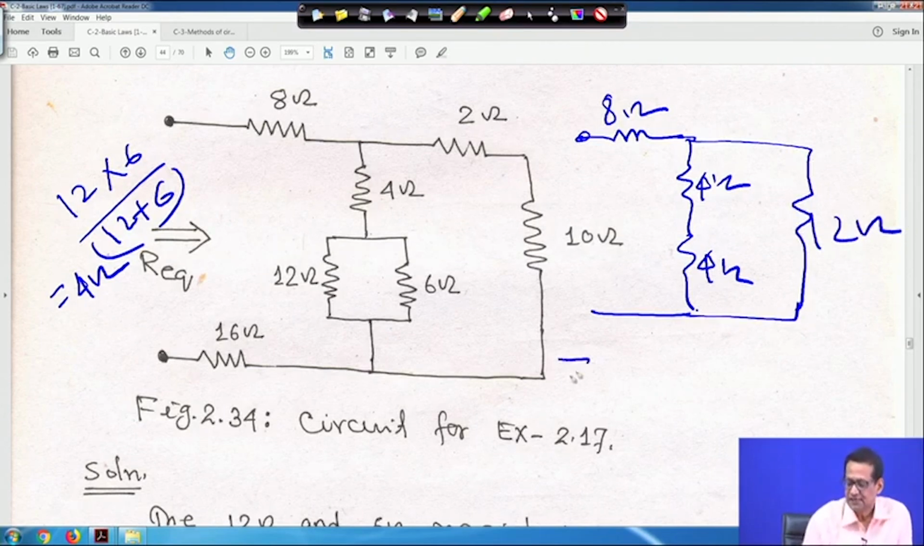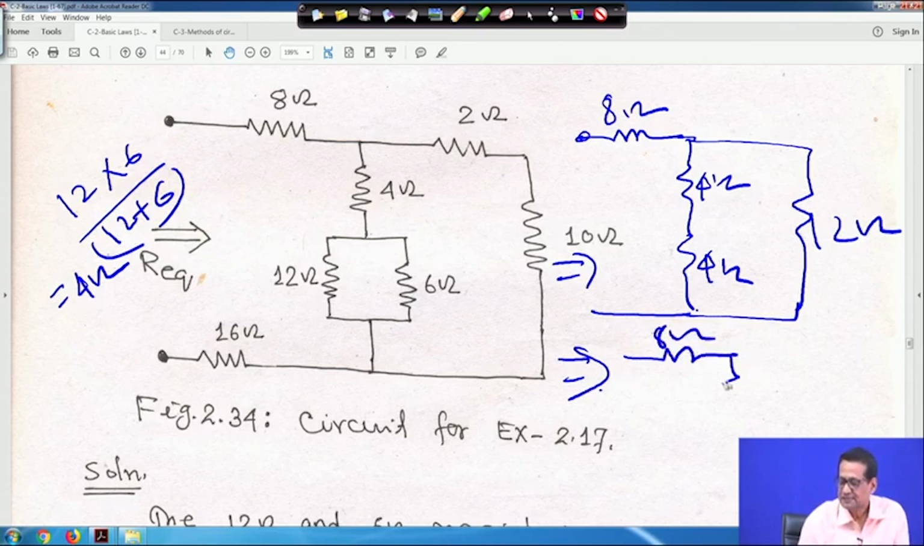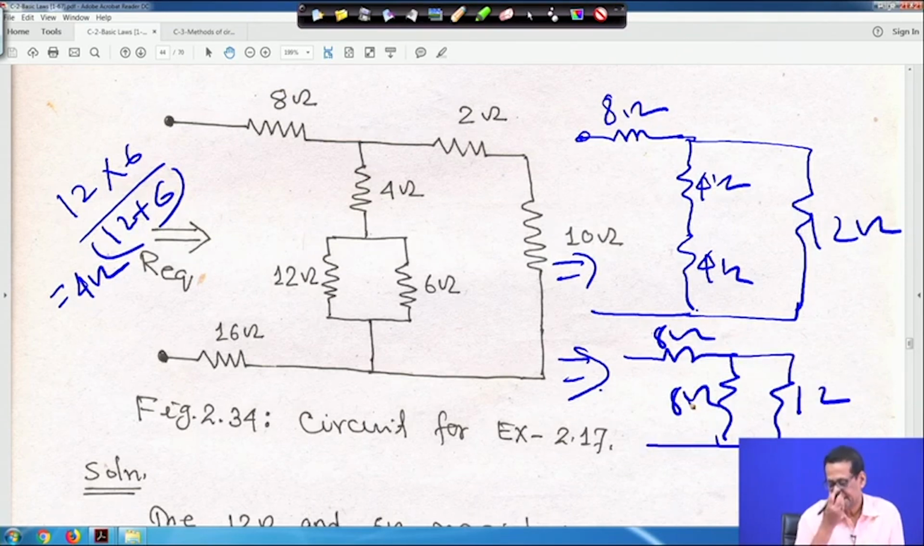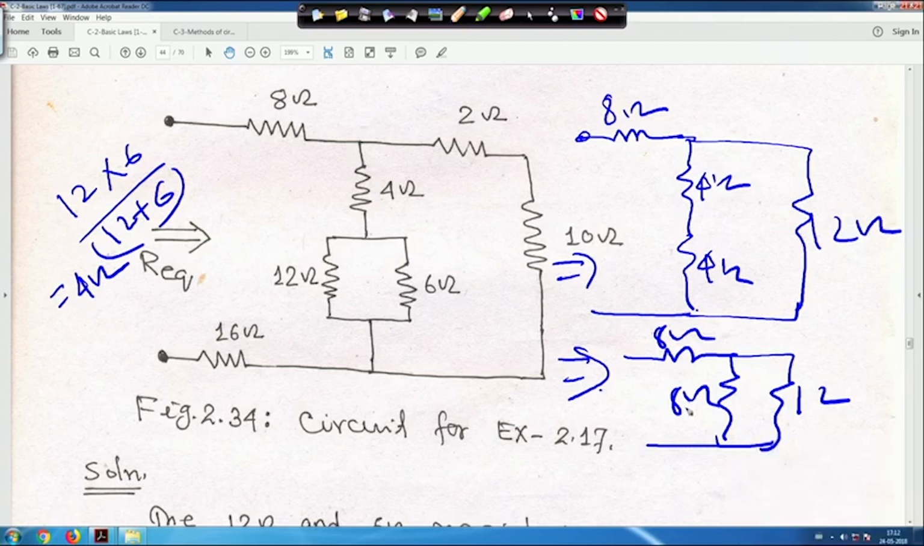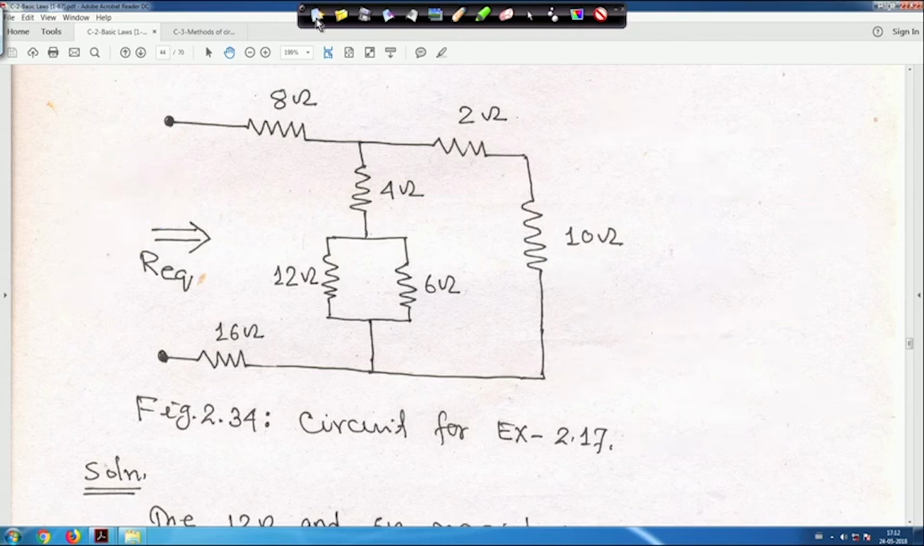Now, further this is equivalent of this, this is equivalent of this. So, further this is your 8 ohm and this is also 8 ohm, right, and here also it is 12 ohm. So, 12 and 8 are in parallel, right. So, basically it will be 12 into 8, 96, divided by 12 plus 8, 20. So, 96 by 20 plus this 8, that is your R equivalent, right. So, solutions are there next. So, I am just cleaning it, right.